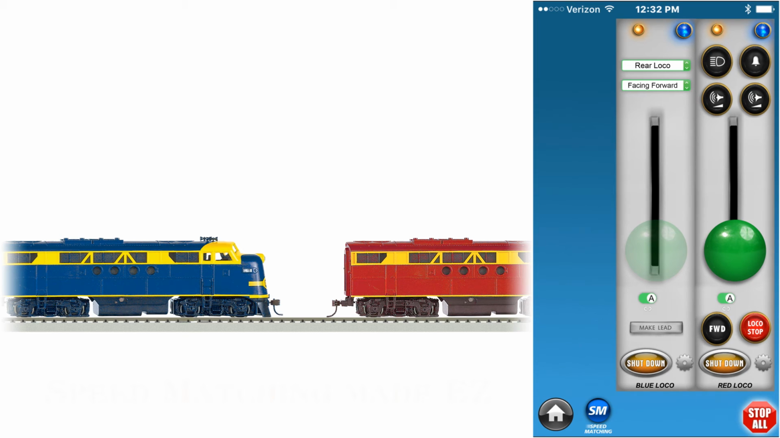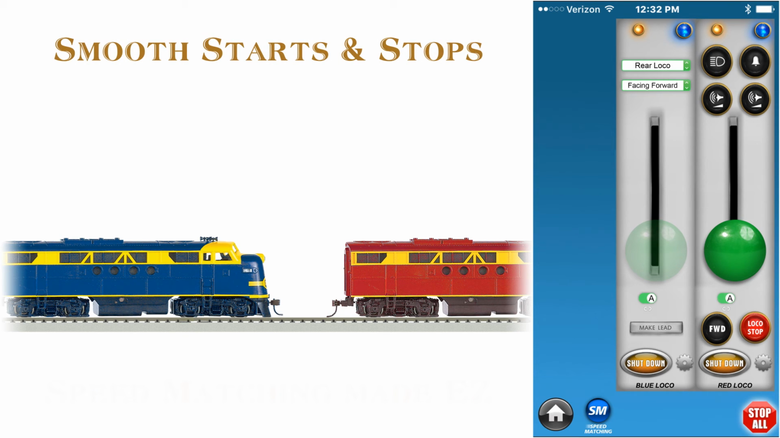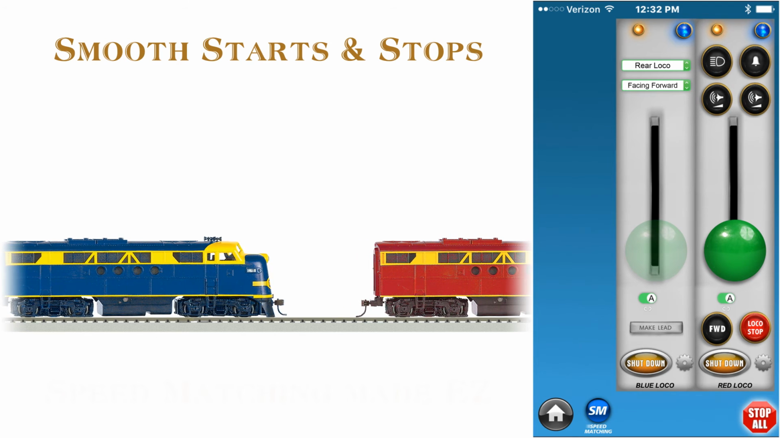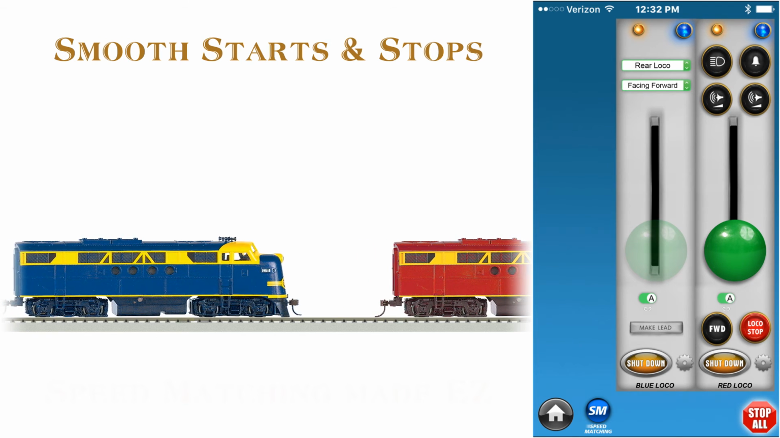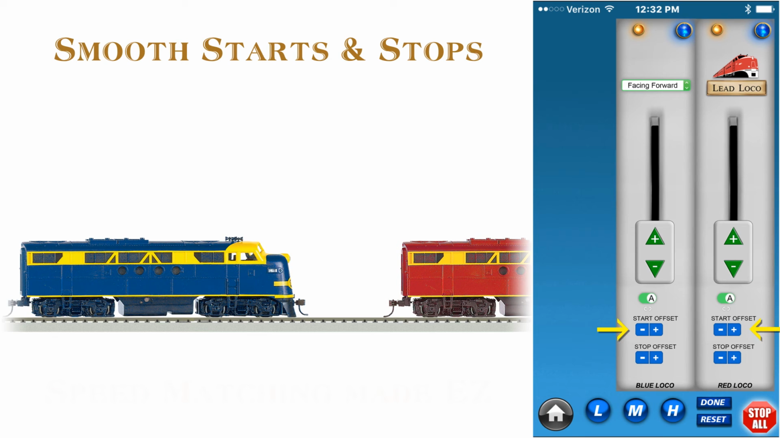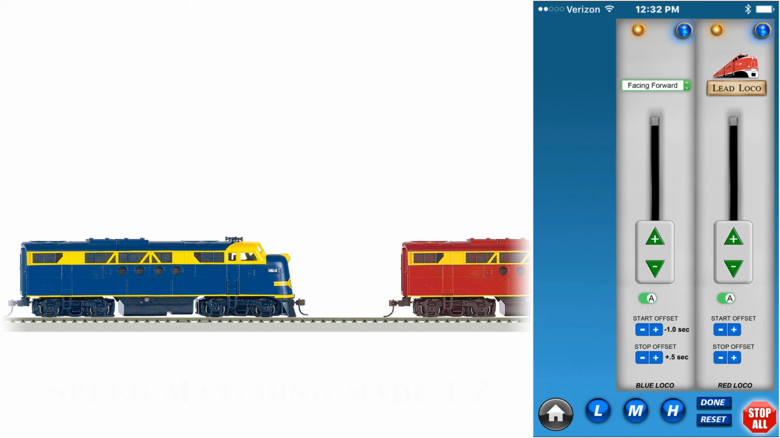There's one more fine-tuning feature you might also want to take advantage of. Did you ever have a loco that always takes a couple of extra seconds to get rolling, no matter how you play with the tuning? These little buttons at the bottom allow you to set that loco to start a little earlier or a little later when consisted. There are similar buttons to compensate for a loco that stops quick or glides to a halt. So it's very easy to fine-tune your consist for smoother starts and stops. With these adjustments made, your locos are now speed matched and ready to consist.